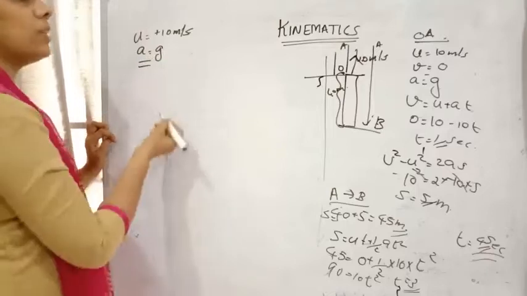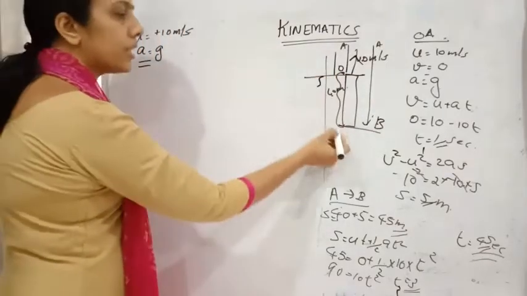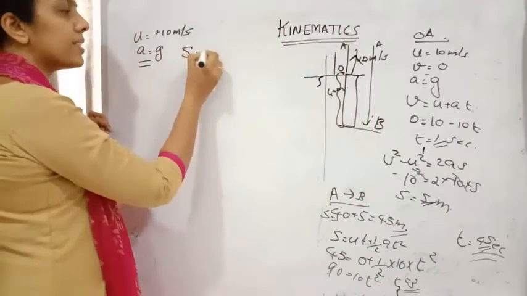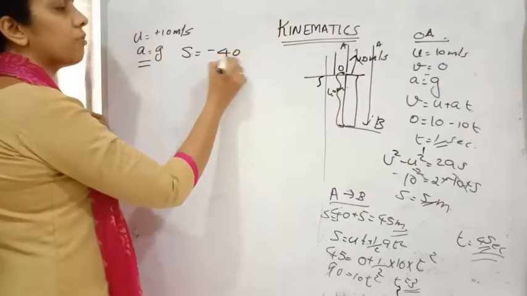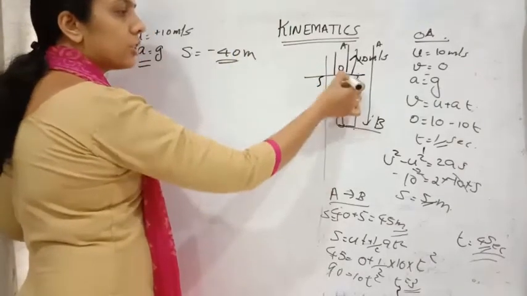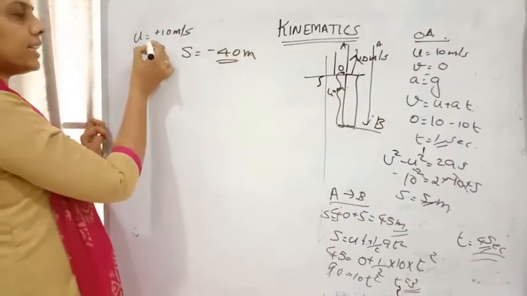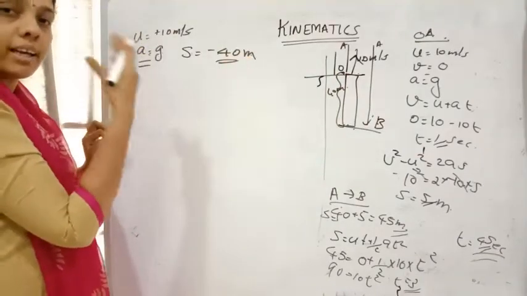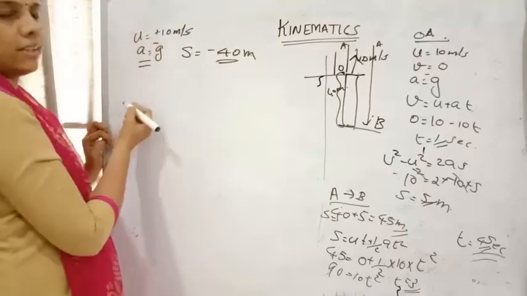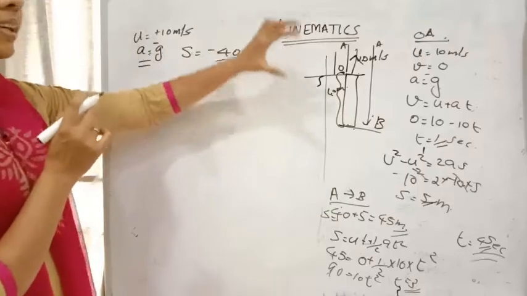And what is the displacement of the object from here? It is downward, right? So here we will consider s equal to minus 40 meter. From here in the downward direction, this much distance it is traveling, so minus 40 meter. The acceleration is acting against the upward direction, so it is minus 10. So this is the easy method to find the answer in one step.